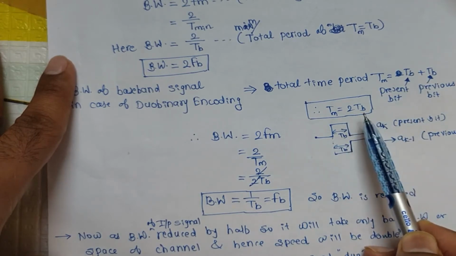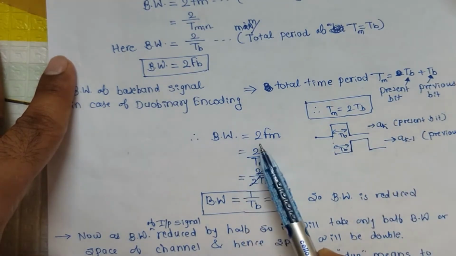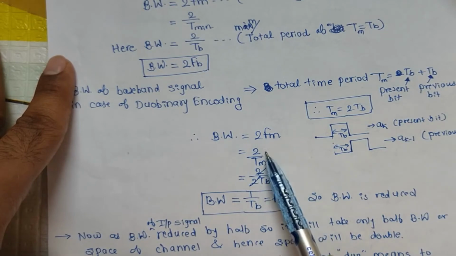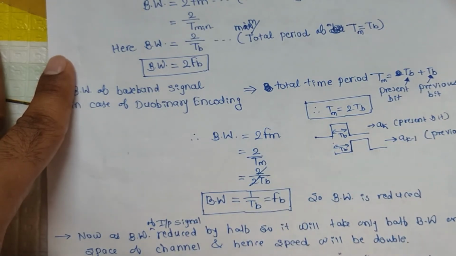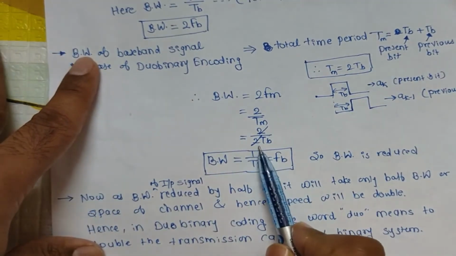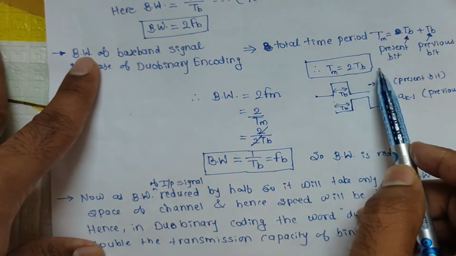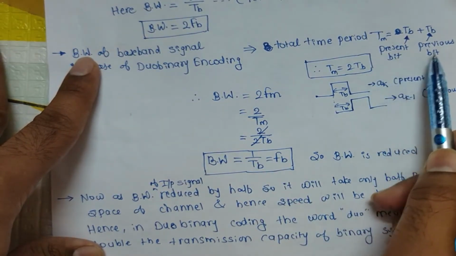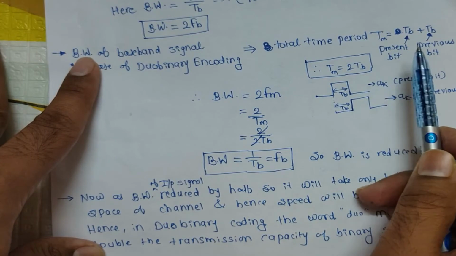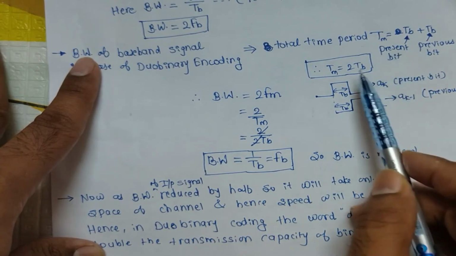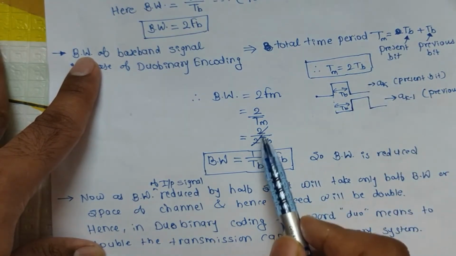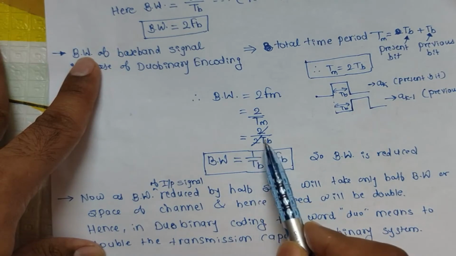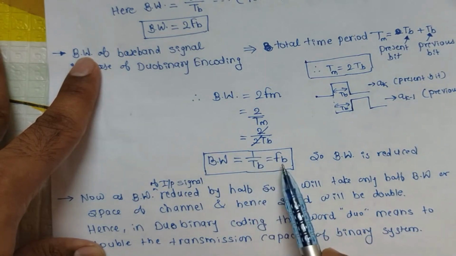It means the total time period will be TB plus the previous bit's TB, that is twice TB. As we know, the bandwidth is twice the maximum frequency, 2 by the total time period Tm, and now Tm is not just TB, it will be twice TB, because it depends upon the previous bit along with the present bit. So when I use the value 2 TB, the 2 cancels, and it will be 1 upon TB, that is FB.